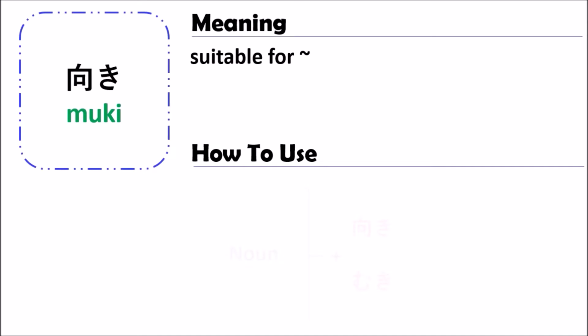Suitable for. In Japanese, when you use the grammar of MUKI, you can use it with a noun only. You can write MUKI in hiragana or in kanji. You see here, the first one we write in kanji, and the second in hiragana. You can use whichever one you want, it just depends on you. It has the same meaning as suitable for me, for you, for them, for us, something like this.